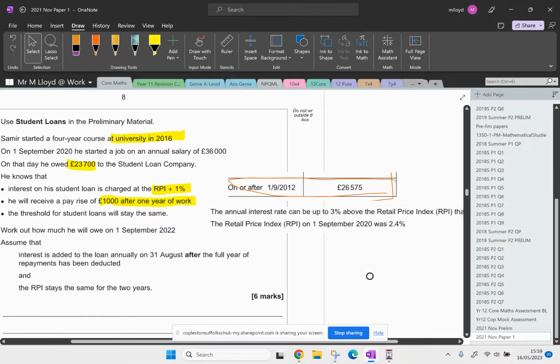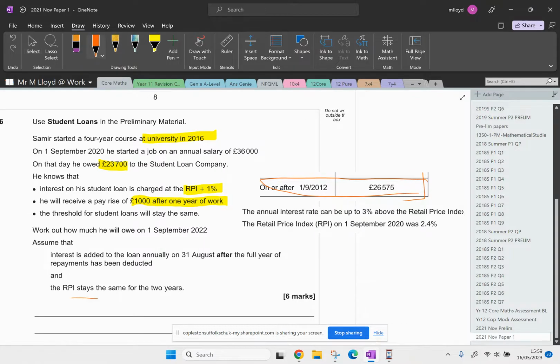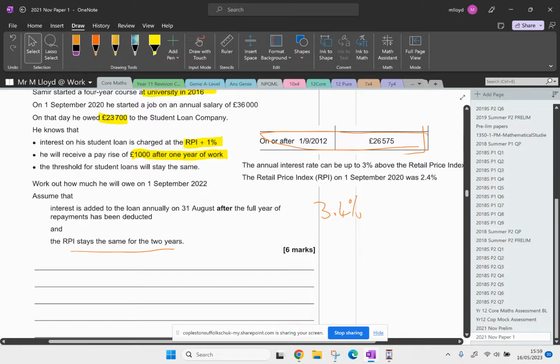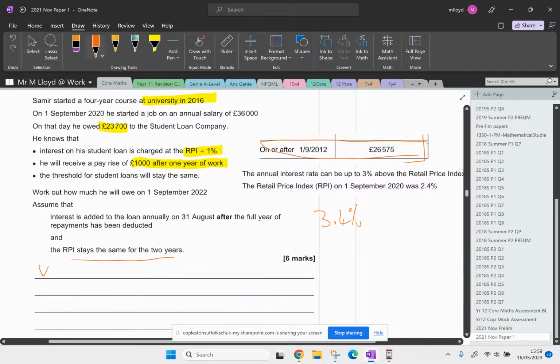Can be up to. So as it was 2.4, it's going to stay the same for 2 years. It's going to be that. So it's 3.4%. What's important to know as well is that it doesn't matter about the taxes. Taxes don't work.